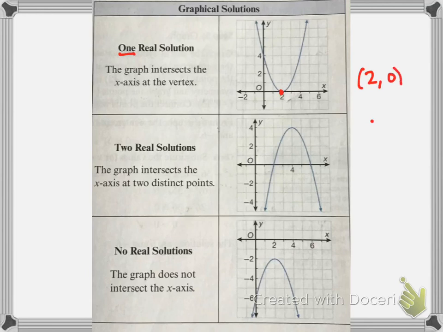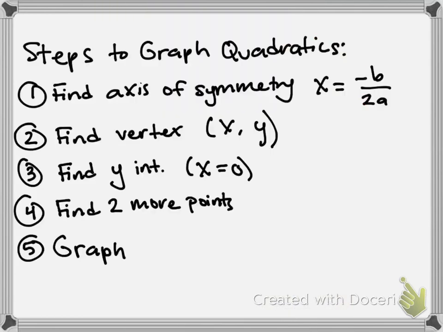All right, in my second graph, I have two solutions. It crosses the x-axis twice, one right here and one right here. So those coordinates are 2, 0 and also 6, 0. And then this bottom one here is no real solutions because it doesn't cross the x-axis at all. The x-axis is way up here, and my parabola never touches the x-axis.